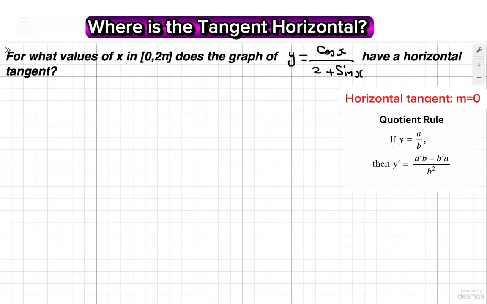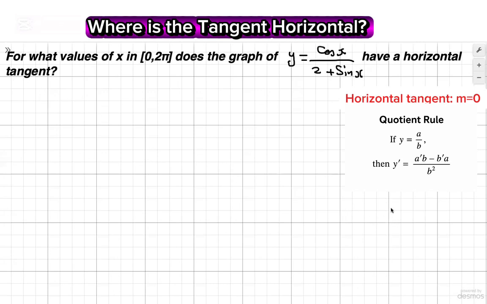So if y equals a over b, then y prime, the derivative, would be a prime b minus b prime a, all over b squared. So this is how we have to tackle this question right here. So let's start off with the derivative.